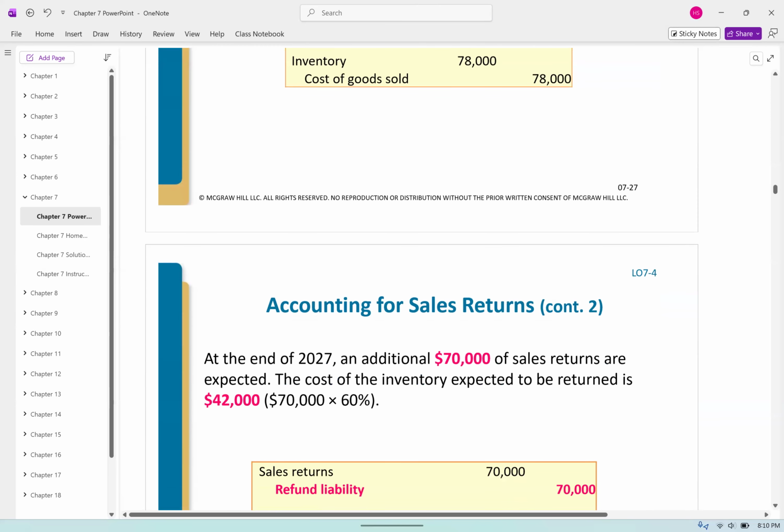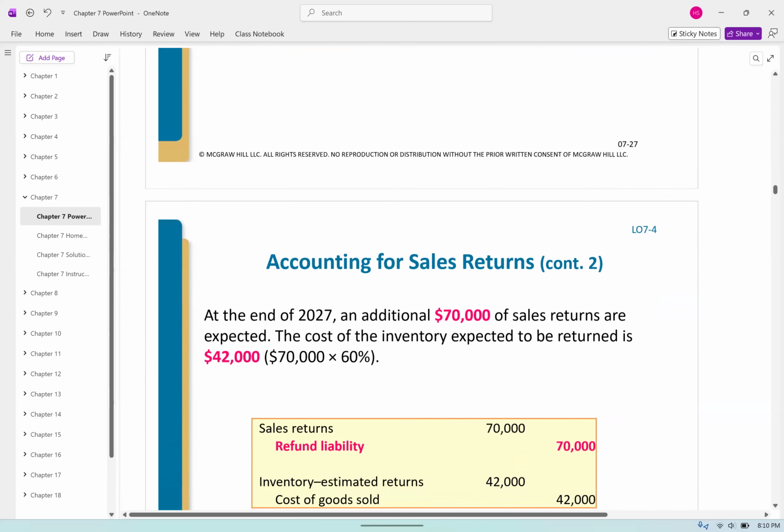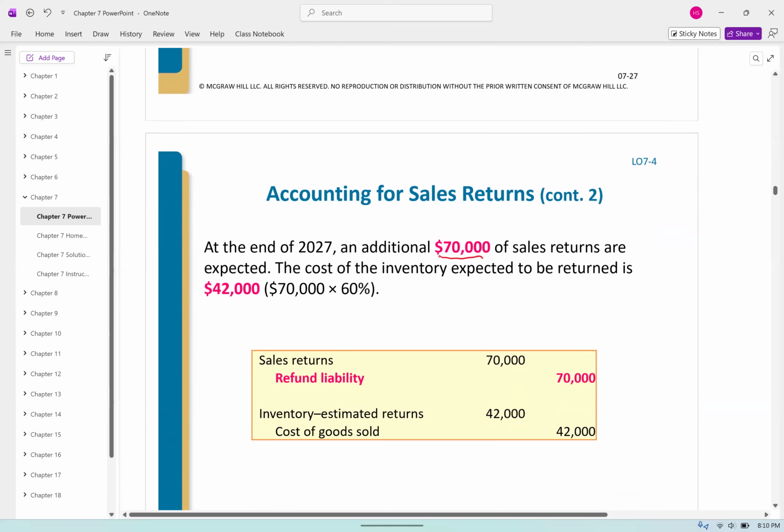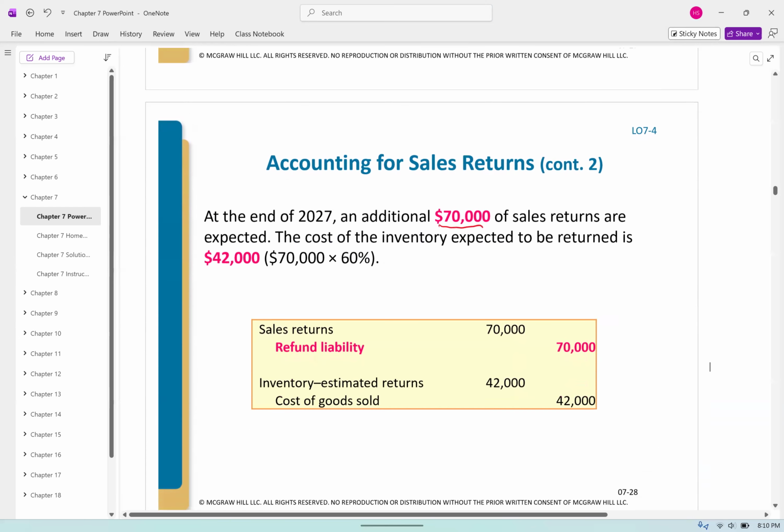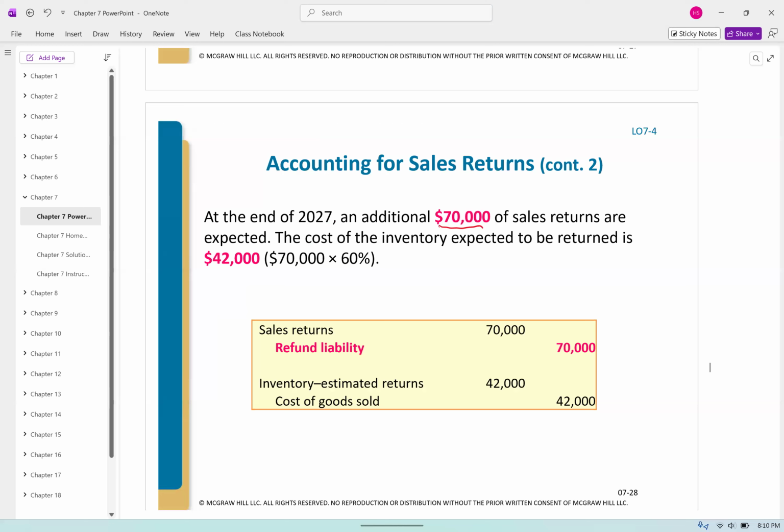So we have to accrue another $70,000 of sales returns. And so we're going to debit the sales returns for 70,000, credit refund liability. Because remember, experience showed that 10% of the sales usually is returned. So they're basically putting this aside to make sure that they don't overstate the assets and overstate net income.